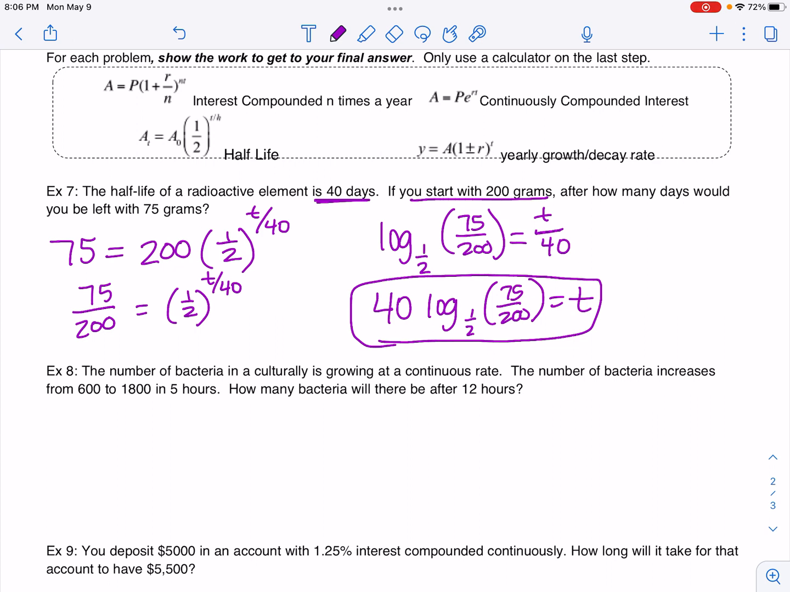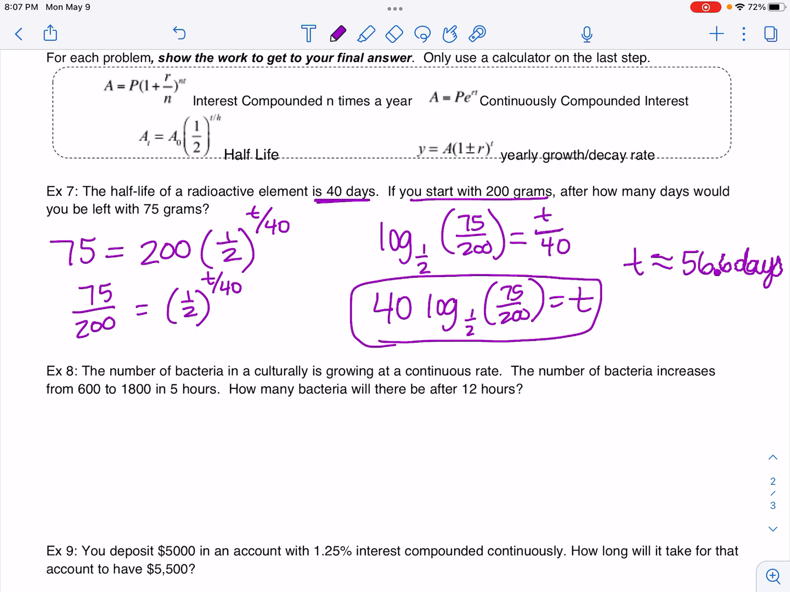Now, you could plug this into the calculator and get a decimal approximation of about 56.6 days. And then remember, we can always check ourselves. If I start with 200 and the half-life is 40 days, 40 days later I'm at 100. 40 days later, which would be at 80 days, I'd be at 50 grams. Well, 75 is somewhere between 100 and 50, so it makes sense that between 40 days and 80 days, I have 56.6 days. So that is a good answer for me in my brain.